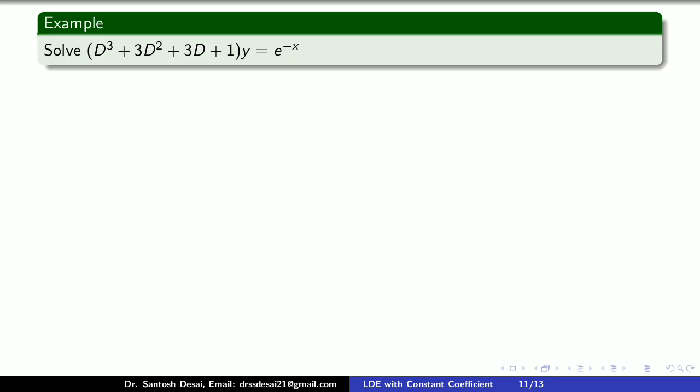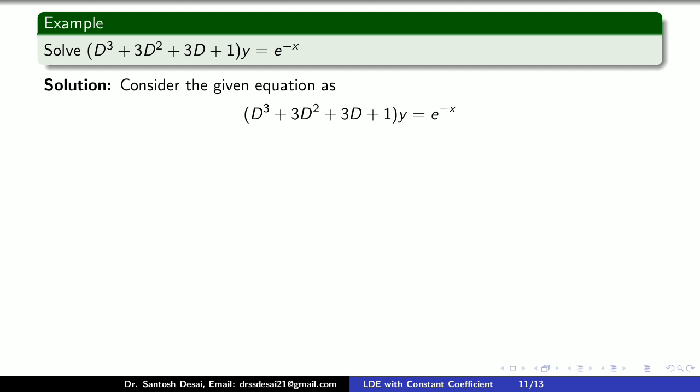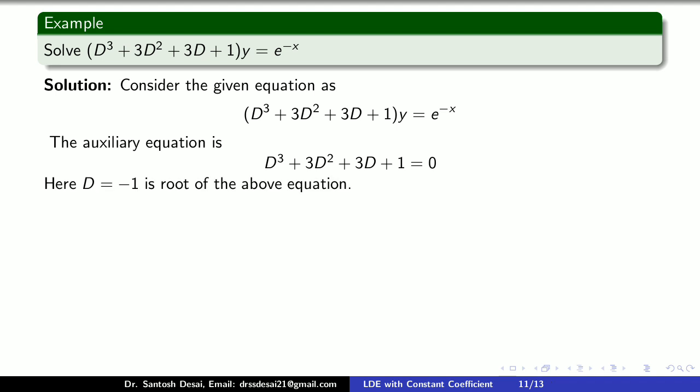Now let us consider the last example. Solve d cube plus 3d square plus 3d plus 1 y is equal to e raised to minus x. So consider the given equation. From this, the auxiliary equation is d cube plus 3d square plus 3d plus 1 is equal to 0. Again here it is a cubic equation. So d is equal to minus 1 is a root of this equation. So you have to use the synthetic division method.